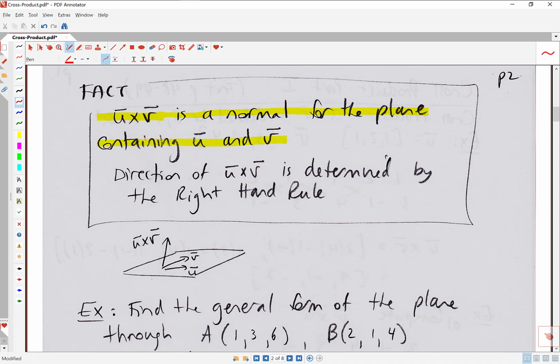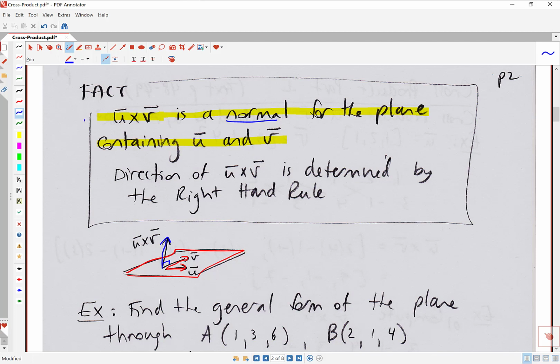So let's redraw a similar picture to what we had a minute ago. Let's say now vector U is sitting over here, vector V is sitting here. U and V then define this plane. And when we calculate the cross product, U cross V, what we're getting is something that's perpendicular to that entire plane. So U cross V is a normal for the plane. It gives us a quick way of finding a normal vector to that plane.